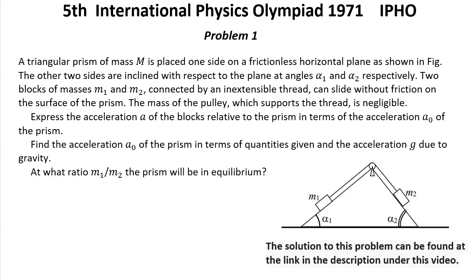Express the acceleration A of the blocks relative to the prism in terms of the acceleration A0 of the prism. Find the acceleration A0 of the prism in terms of quantities given and the acceleration g due to gravity. At what ratio m1 over m2 the prism will be in equilibrium.